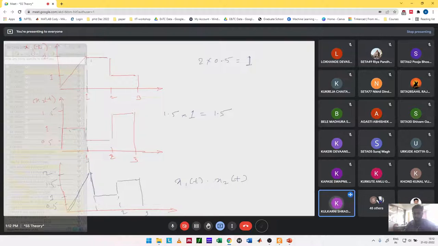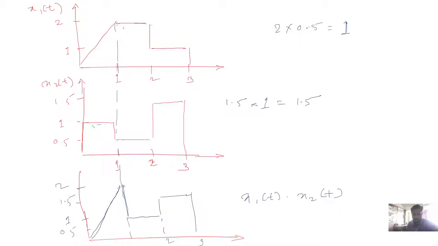Sir, can you please repeat the last graph? Last part, last graph, or you want a part? Last part, multiplication one. Yes, okay, let me just erase all this.